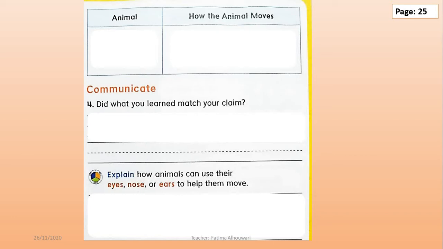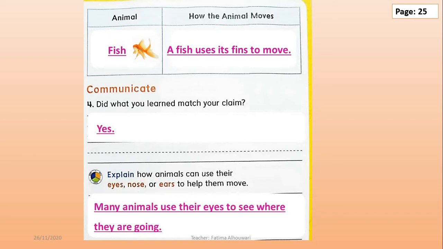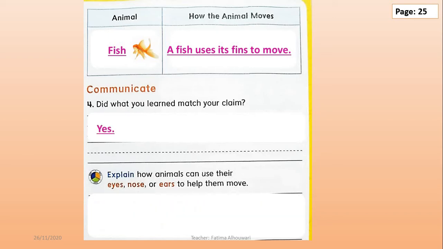We have a table here. Let's talk more about the animals. We can talk about the fish or a horse. Choose one. For me, I choose fish. How does the fish move? A fish uses its fins to move. Let's see question number 4. Did what you learn match your claim? Of course, yes.